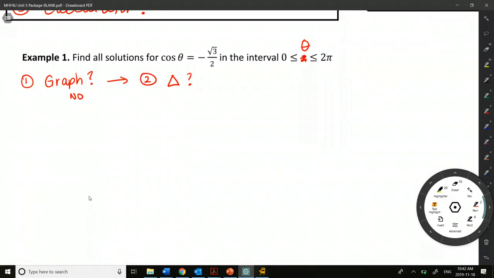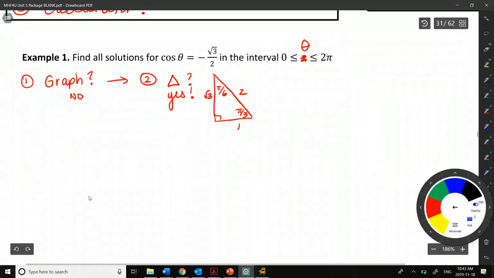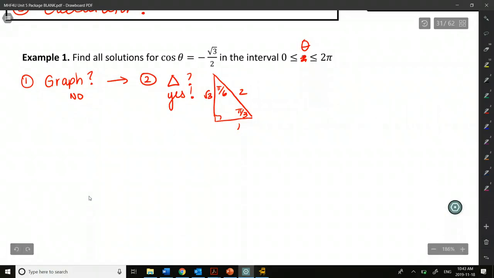Okay, can I get root 3 over 2 from a special triangle? Yeah, I think so. Which one? The one on the right. It would be what's called the pi over 6, pi over 3 triangle. If we look at our pi over 6, pi over 3 triangle, which one is going to give me a cosine of root 3 over 2? Would it be pi over 6 or pi over 3? That gives me an adjacent over a hypotenuse of root 3 over 2. Yes, so my reference angle here is going to be pi over 6 radians.